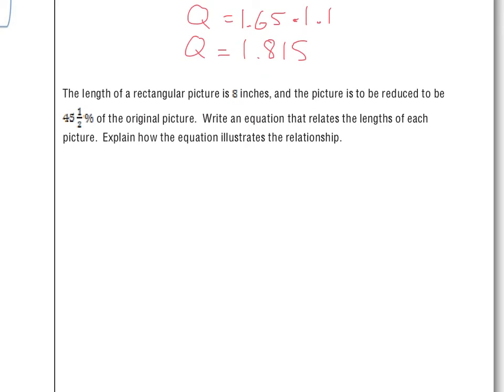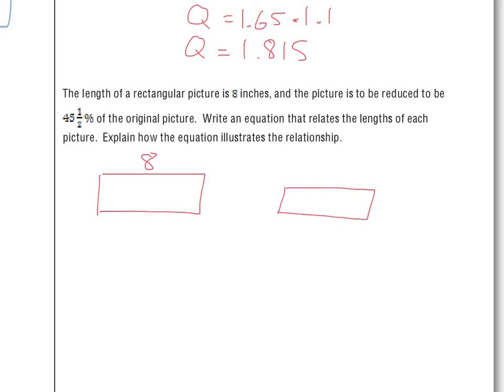And one last problem here. It says the length of a rectangular picture is 8 inches. So I'm going to draw a sketch here. Right, rectangular picture, 8 inches. And the picture is to be reduced to be 45.5% of the original picture. Write an equation that relates the lengths of each picture. Explain how this is. Okay, so it's 45.5%, so I know my picture is going to be smaller.